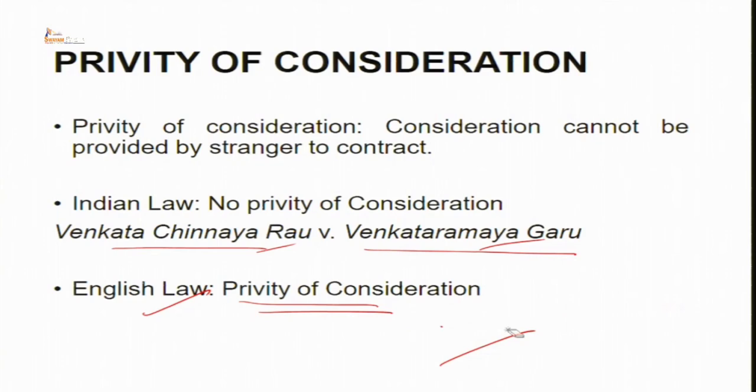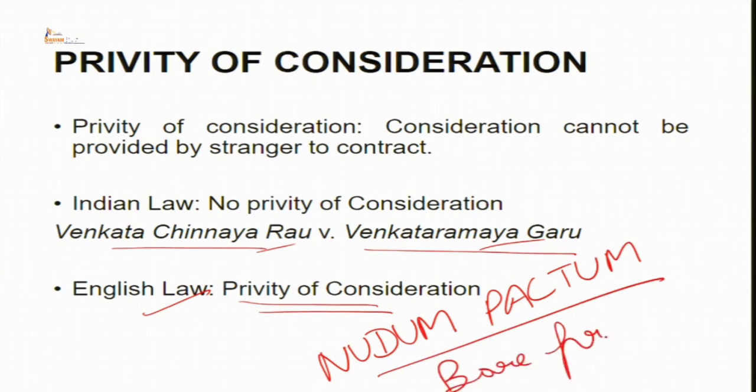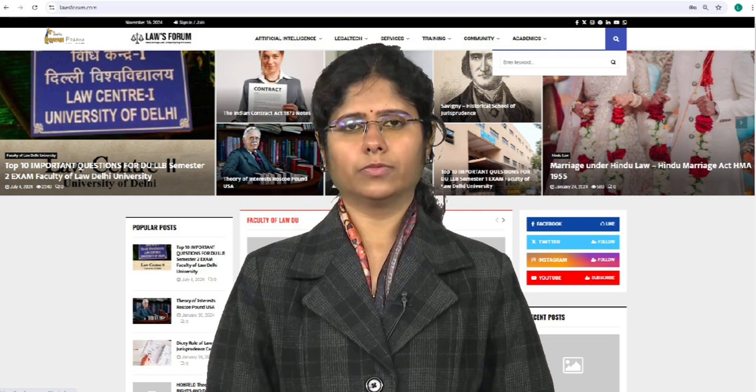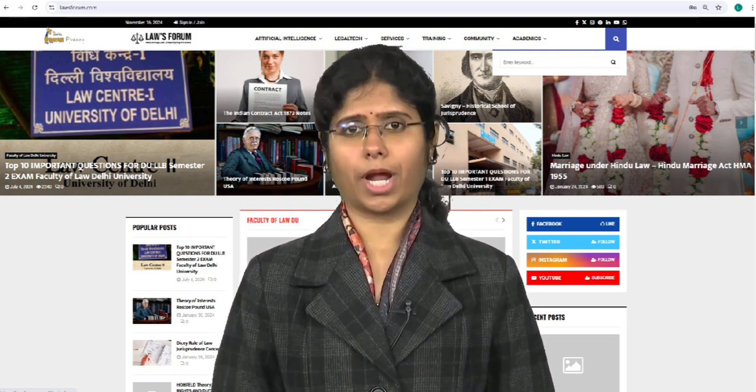There is this term, nudum pactum. Nudum pactum means a bare promise, that is, a one-sided promise. You are making a promise to someone, but the other party is not making any promise in return. So, you are promising that you will do something or you will act in a particular manner, but in return for your promise, the other party is not promising anything. So, it is a bare promise, it does not become a contract, right.